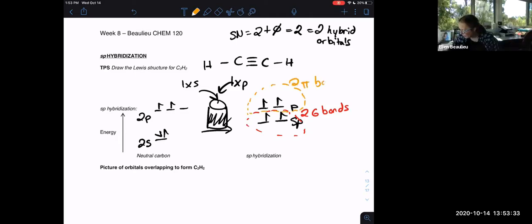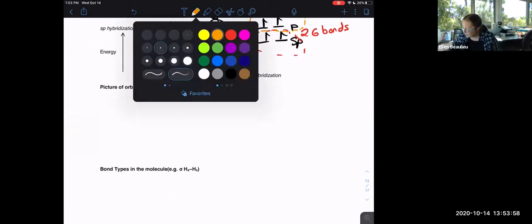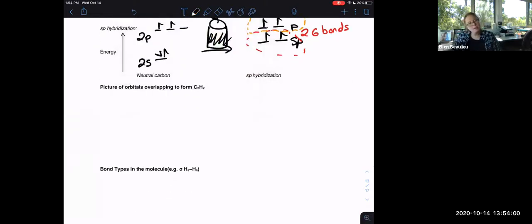Those p orbitals are screaming, I want to overlap with another one of you. Please help me, complete me, make me into a pi bond. So carbon that is sp hybridized still has 4 bonds. 2 of them are sigma bonds and 2 of them are pi bonds. Of course, I'm going to ask you to draw the picture.